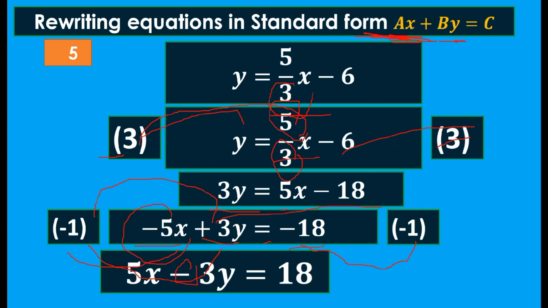So let's check. Is it already in this form? ax plus by is equal to c. Yes, it's correct. ax, then by, and then c. Remember, yung gitna na sign dito ay hindi lagi negative. Pwede rin siya positive. Pero yung sign ng number sa x ay always positive. Okay.